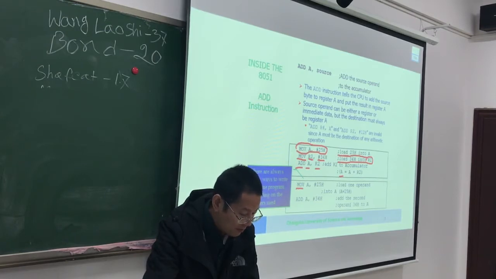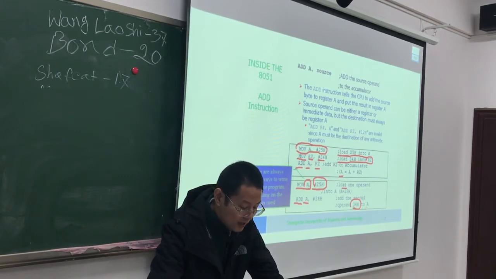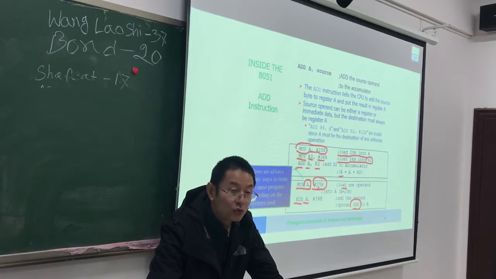Next example: move A, pound 25H, load 25H into A. Add A, pound 34H: add 34H to A, which means 34H plus 25H. Put the result into A.